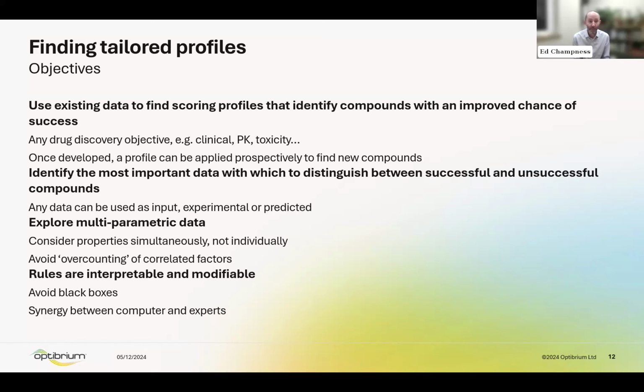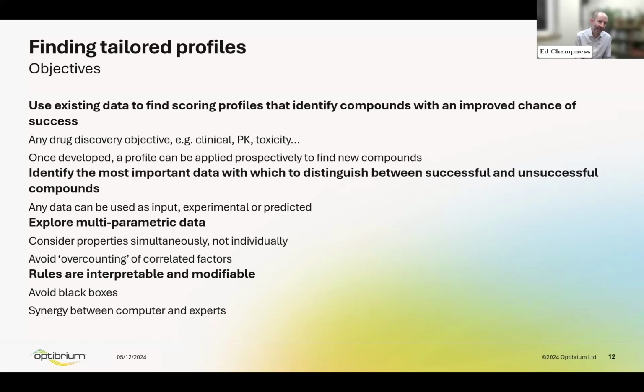And to do this, what we need to do is identify the most important data that enables us to distinguish between successful and unsuccessful compounds. And we can do this on the basis of any data, whether that's experimental or predicted. Ideally, of course, data that we're going to have available for our prospective compounds later on. And of course, it perhaps goes without saying that we're going to be exploring data multiparametrically. We want to be able to consider the properties simultaneously, not individually, because that's how we want to be able to apply them. But in doing so, we need to make sure that we avoid overcounting of any correlated factors.